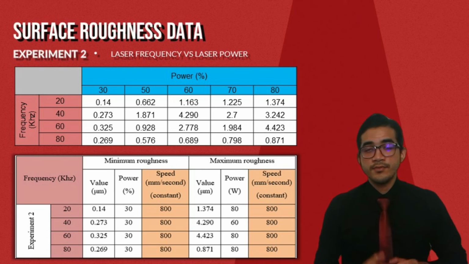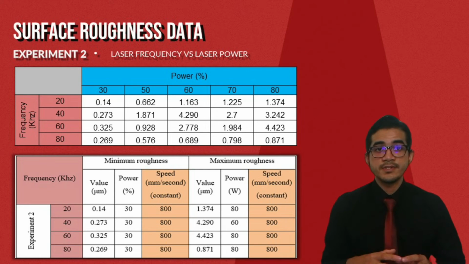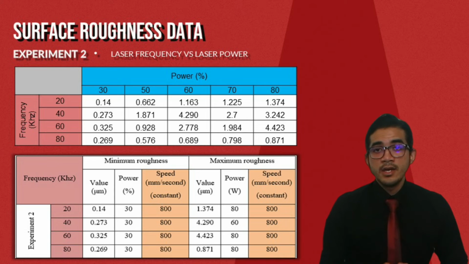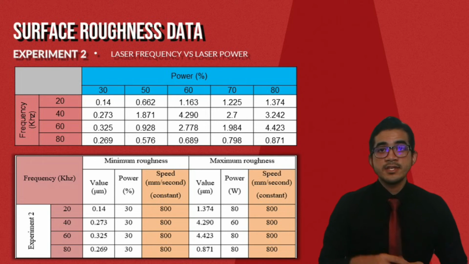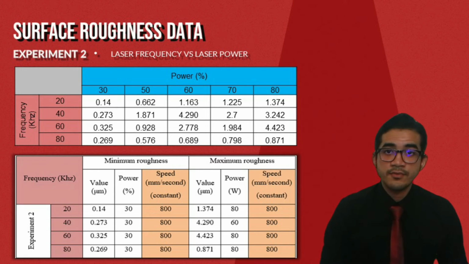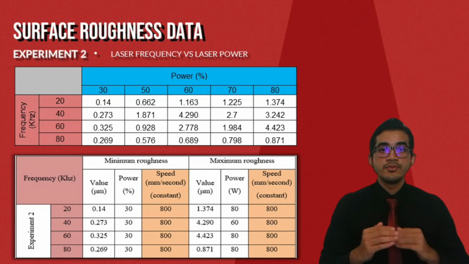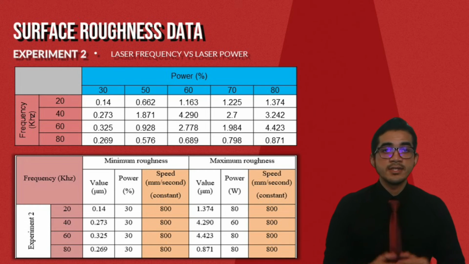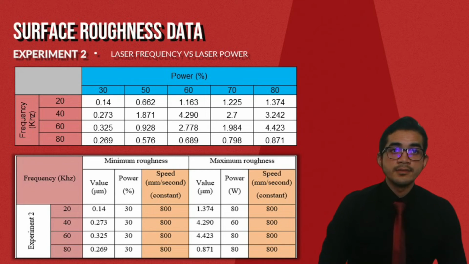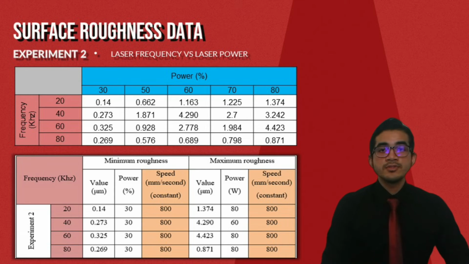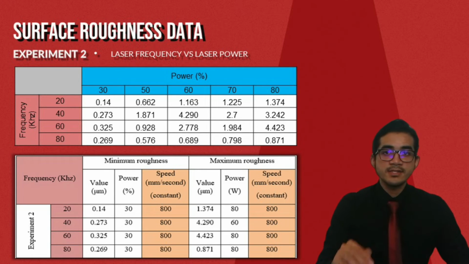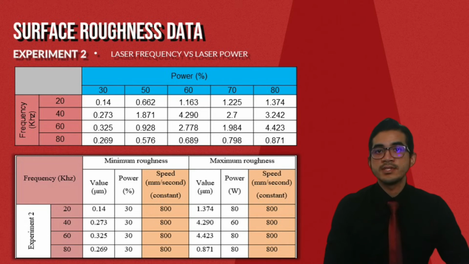So here is the surface roughness data for experiment 2, which is the laser frequency versus laser power. For each square, I've taken the surface roughness test three times. To do the average, the average is tabulated as shown in Table 1. The blue side is the power parameters, and the pink side is the frequency parameters. The white section is the surface roughness data that has been averaged, in micrometers.